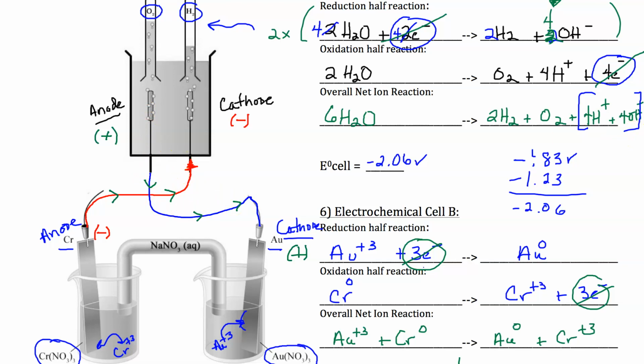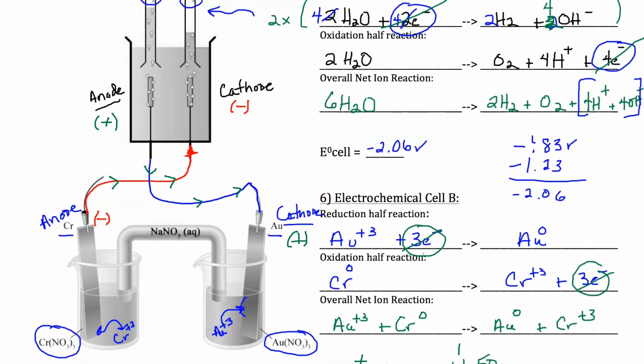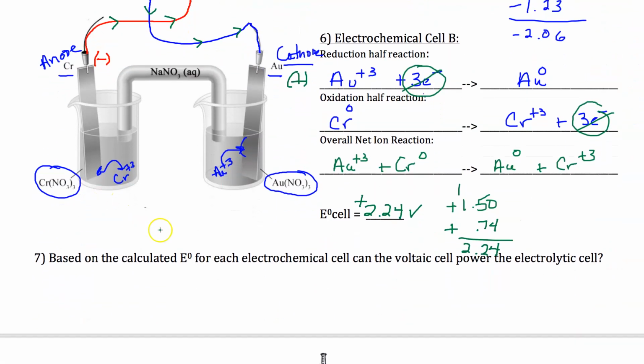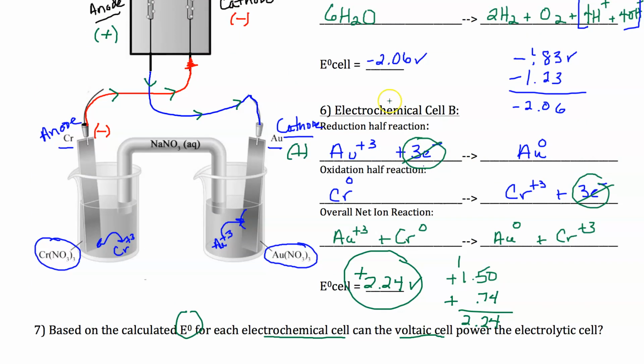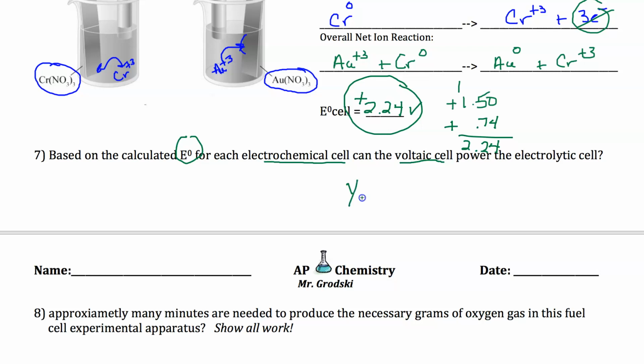Now the last question is kind of one we had in a form that I had, so you're getting used to this. Based on the calculated net potentials for each electrochemical cell, don't fall in love. Electrochemical cells could be voltaic or electrolytic. Okay, can the voltaic cell power the electrolytic? Well, it's positive 0.24 volts here. That's the spontaneous side. And this is negative 2.06. So there is enough positive volts to drive this forward. So that would be a yes. Okay, we've seen that before. Cool beans if beans are chilled.